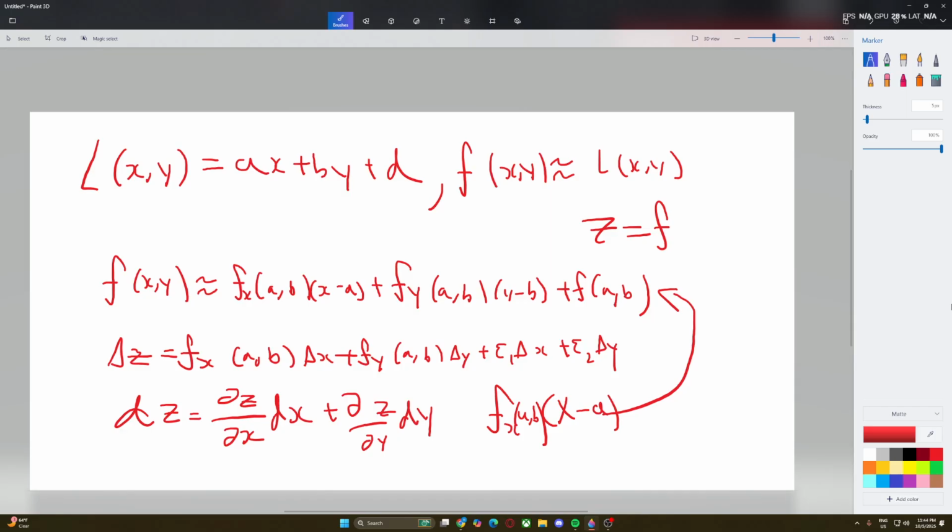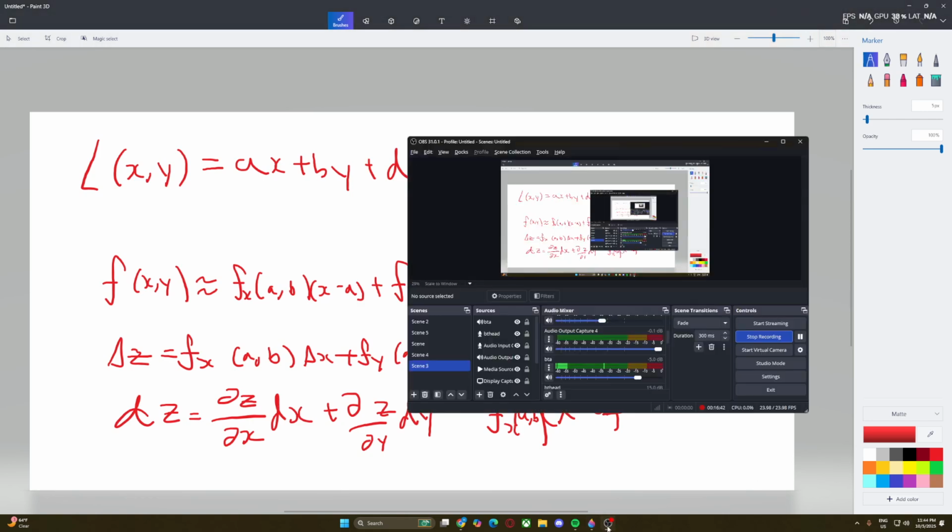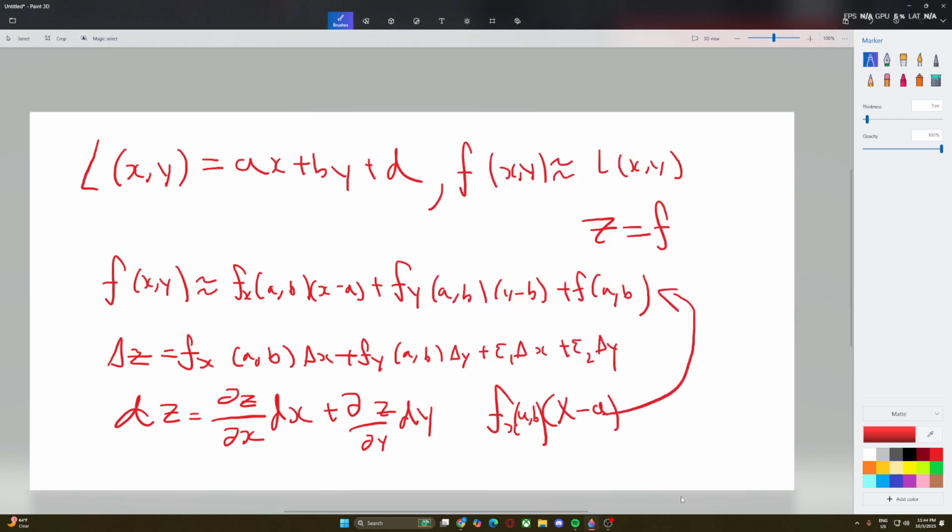Okay. So this applies for 3 variables too. Let's do some problems with it, because it's a lot of writing. Let's put it into practice.